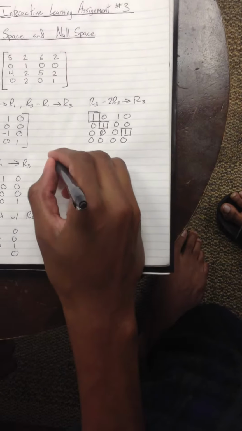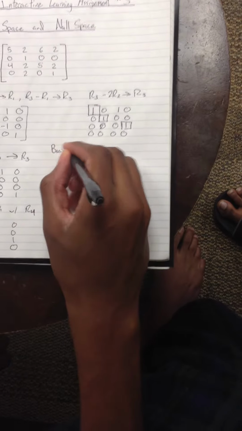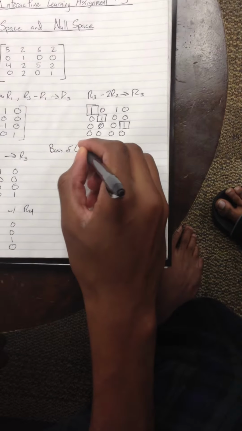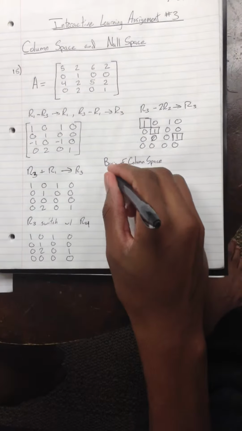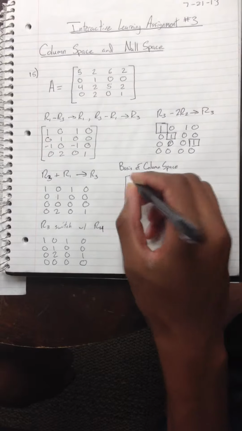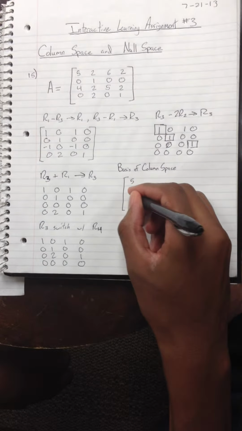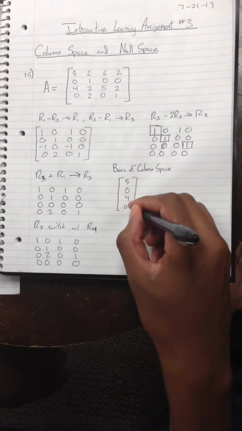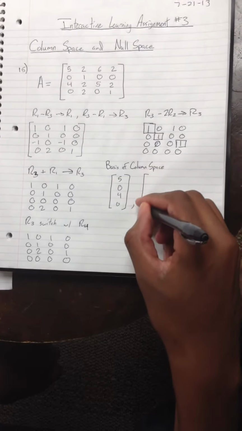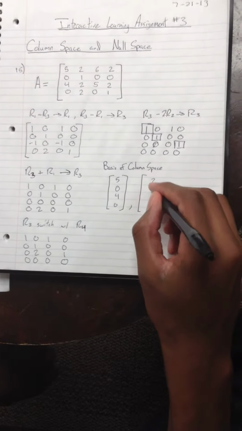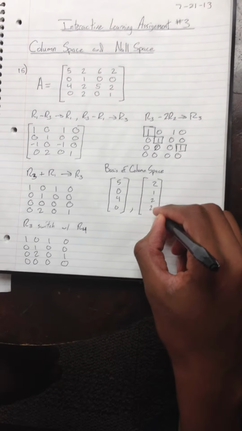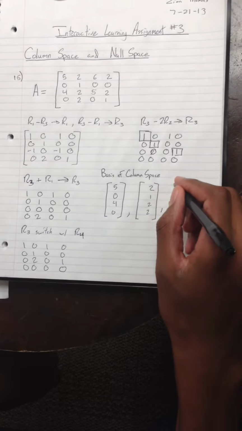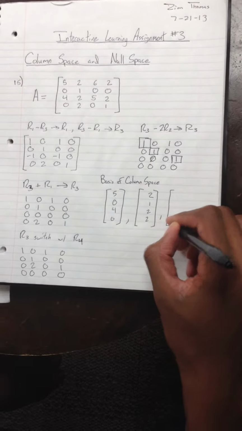So then the basis of the column space is this first column, 5, 0, 0, second column, and the fourth column.